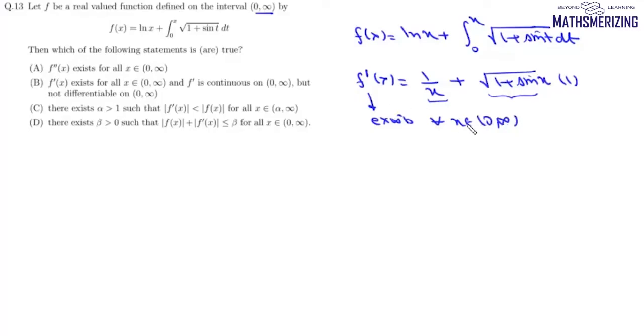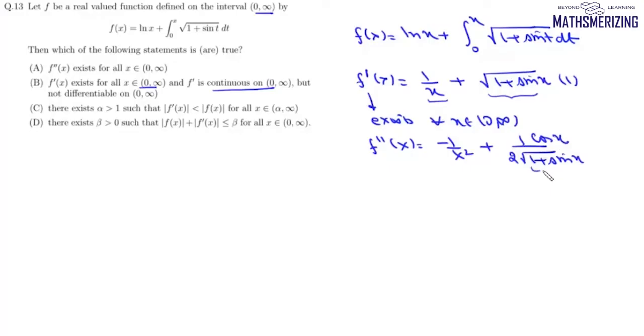Now f dash x is also continuous on 0 to infinite. So that means these two parts are true. But what about the second derivative? The second derivative will be minus 1 upon x square and then plus 1 upon 2 under root 1 plus sin x, and then the derivative of sin x is cos x.